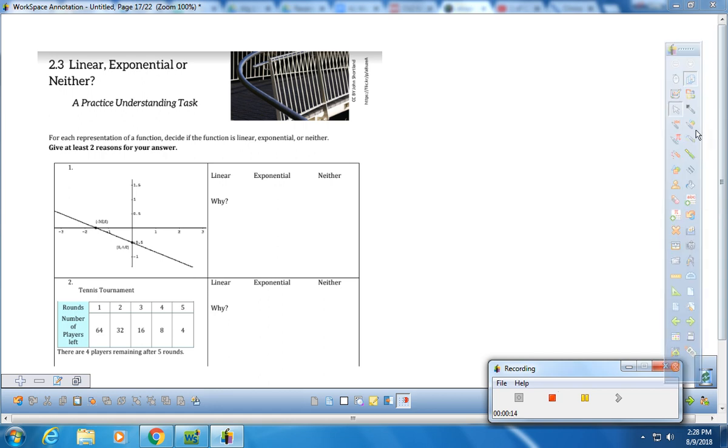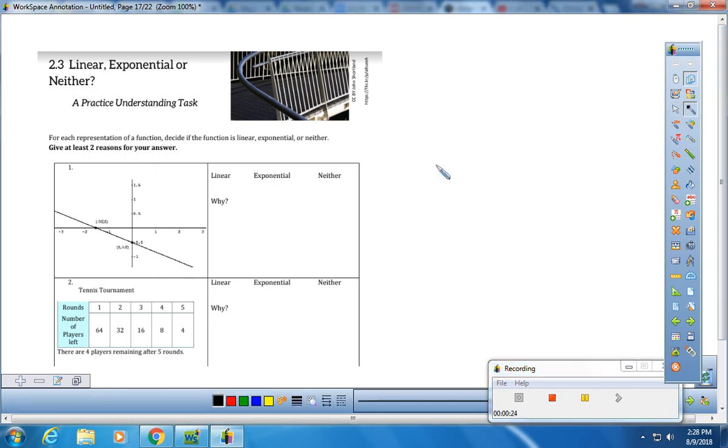So here we go. For each representation of the function, decide whether it's linear, exponential, or neither. Give at least 2 reasons for your answer. We will give 2 reasons, but we will not always give 2 reasons, okay? So just forget about it, book.